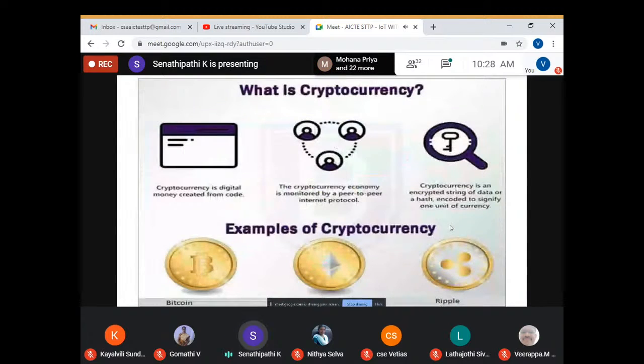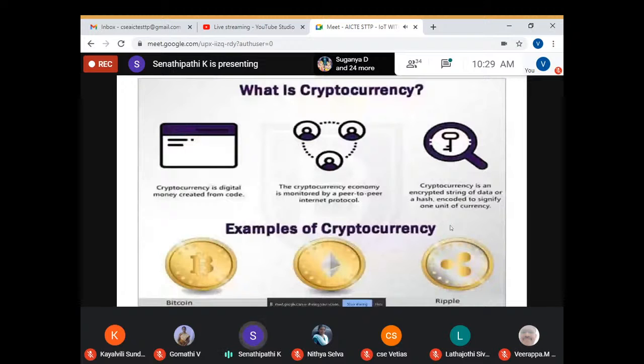And the next one is, what is cryptocurrency, right? So cryptocurrency is a digital form of money, but here it uses a cryptographic algorithm, right? So cryptocurrency is digitally generated money or digitally generated currency with a cryptographic algorithm.